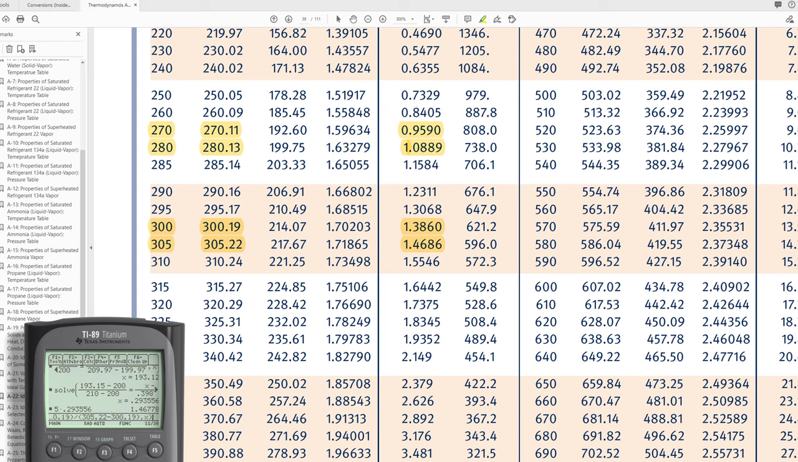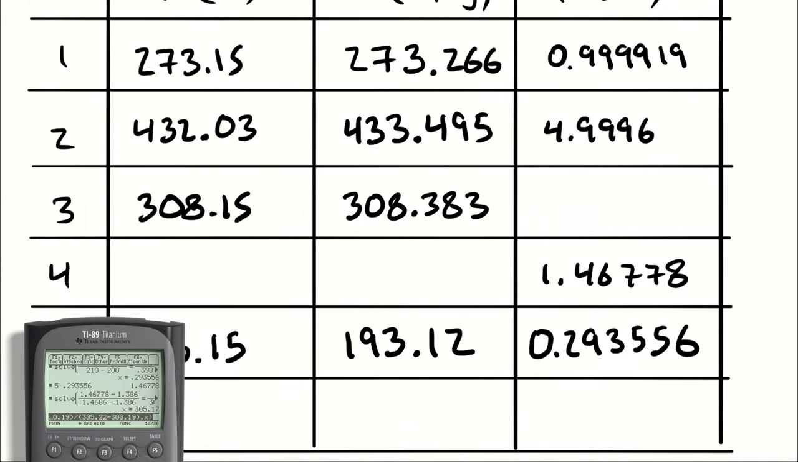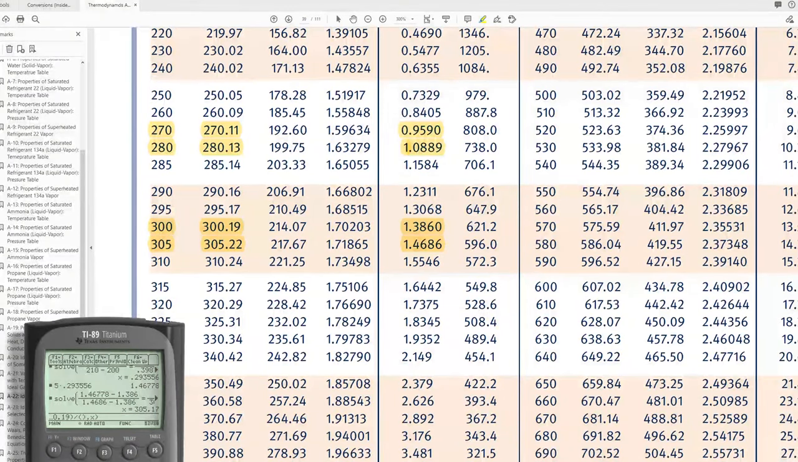Now, before I hit the enter button, I'm going to point out that because our value is so close to 1.4686, I'm expecting my enthalpy to be very nearly 305.22. The fact that it's so close to 305.22 as compared to 300.19 is a good indication that we set up our interpolation correctly. 305.17. And then I'll go swap my enthalpies for temperatures. To solve for the temperatures, 305 minus 300 and 300. And we get 304.95.